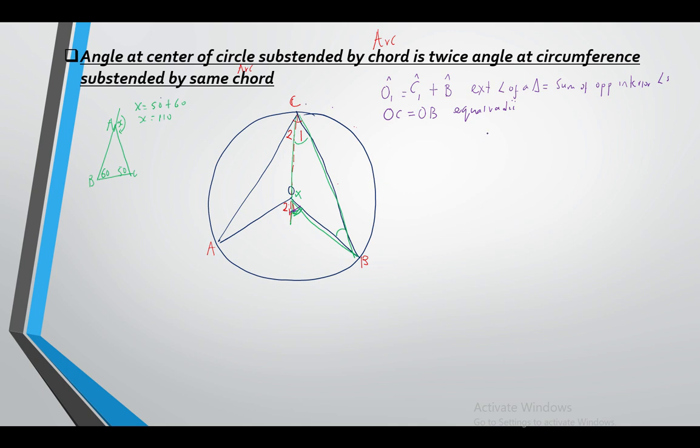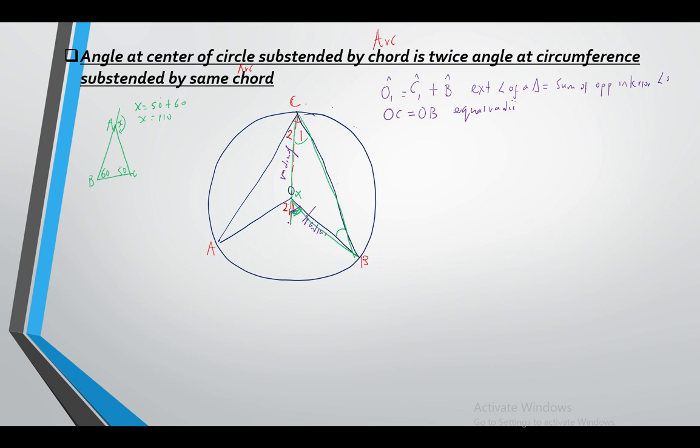Why do we say OC is a radius? Because it's a line from the center O to the circumference C. A line segment from the center to the circumference is a radius. I'm referring to this line OC and this line OB. They are both radii, so they are equal, which makes the triangle COB an isosceles triangle. In triangle OCB, the two sides are equal.